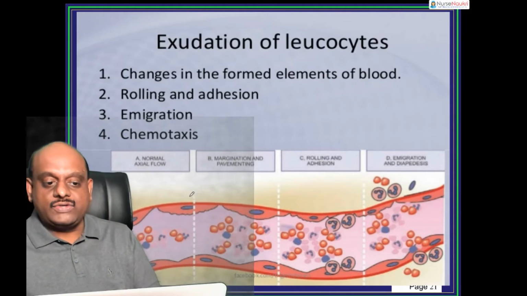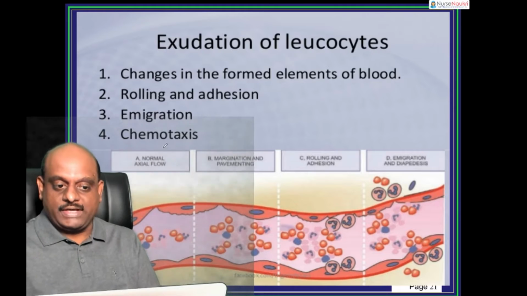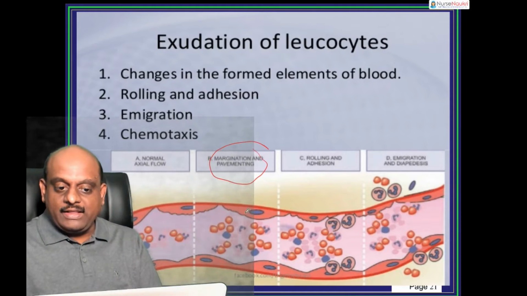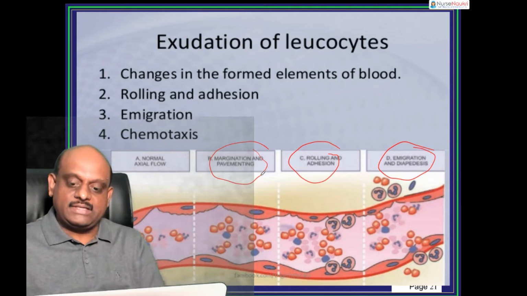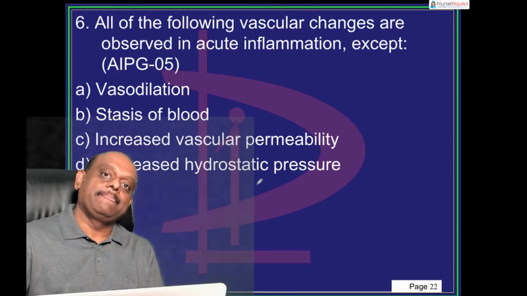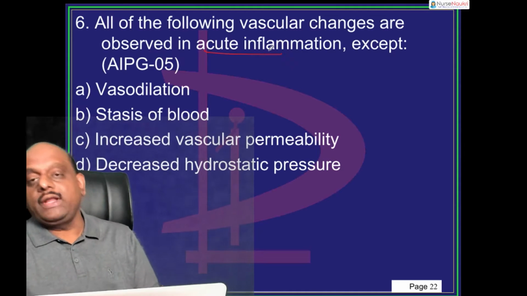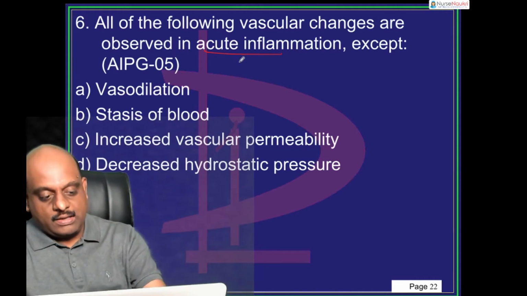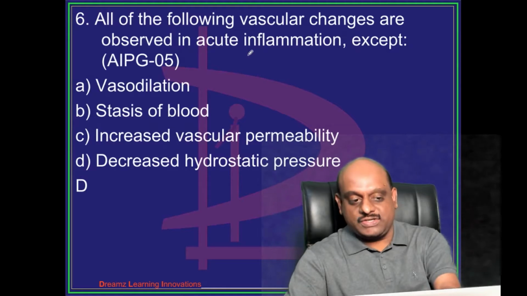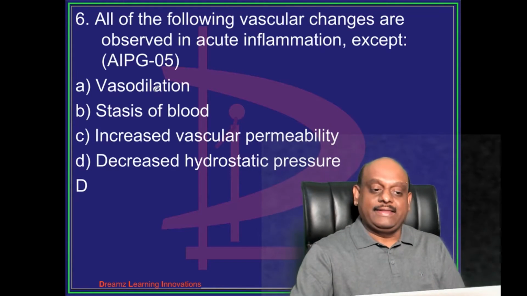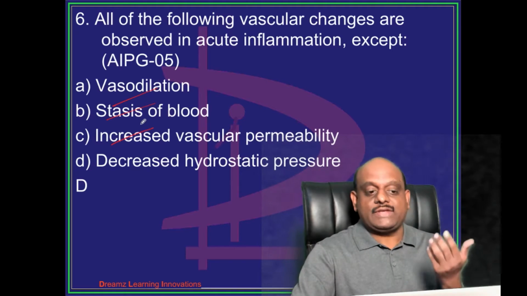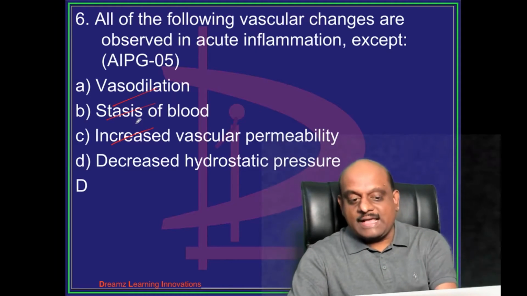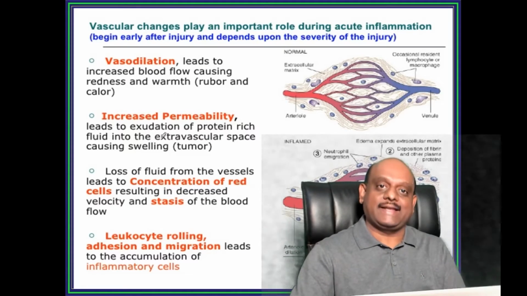Then the exudation of the leukocytes. So typically after the margination there is a rolling, and after that there is a diapedesis, is what you have to remember. Now in acute inflammation, what are the important vascular changes that occur? There is vasodilation, stasis, increased vascular permeability. They are all the classical vascular changes that occur.